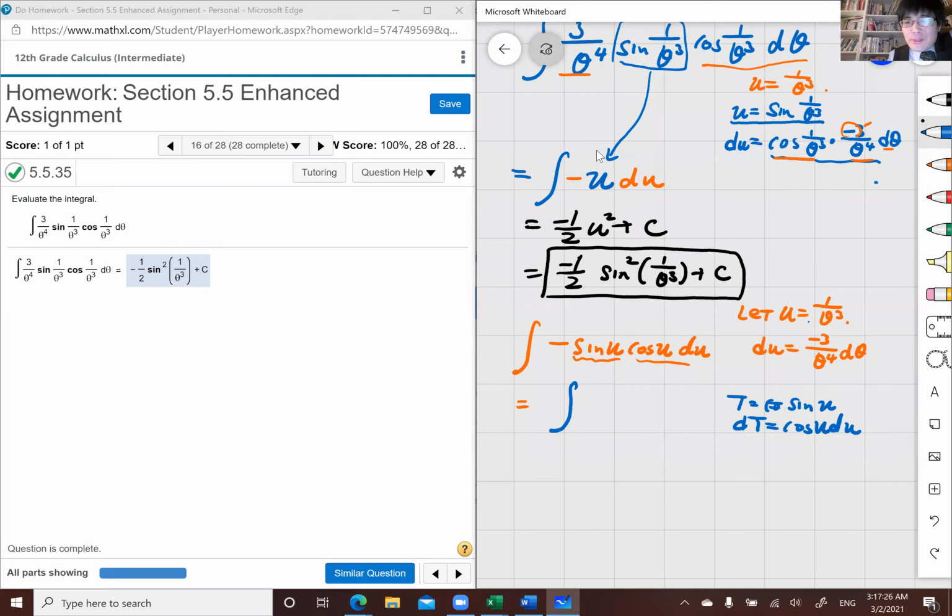Substitute with u, then substitute with something else, and you're going to get t times minus dt. Then you're going to get negative 1/2 t squared plus c. Then bring back t into u, which is this. Then bring back u into theta. That's doable, but you really need the multiple steps.